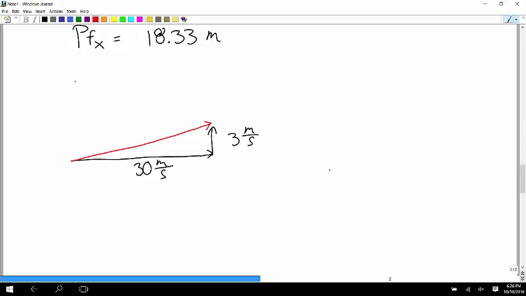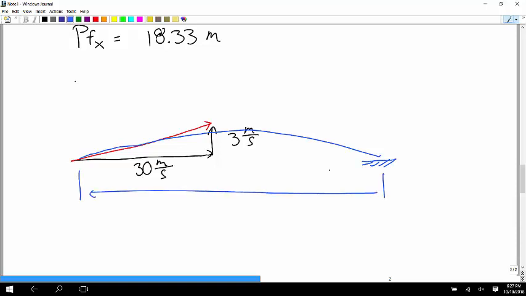And it follows a path like this. When it gets back to that starting height, it's traveled a distance of 18.33 meters.